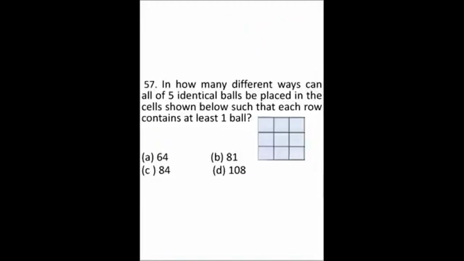In how many different ways can all of 5 identical balls be placed in the cells shown below such that each row contains at least one ball? Take one row, and in this row we put all 3 balls. This is one situation. We will talk about another situation. So first we select one row out of 3 rows, 3C1. Then we are taking 3 boxes out of 3, so 3C3.